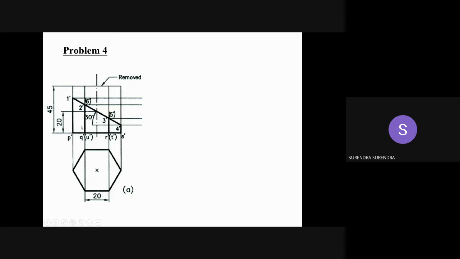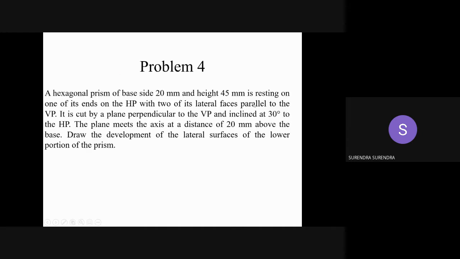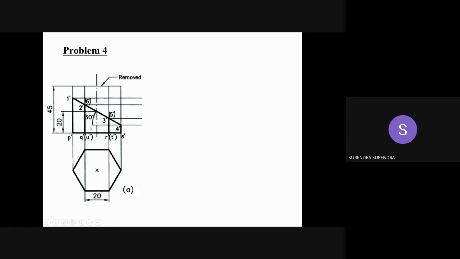And here it is given that the cutting plane meets the axis at a distance 20 mm above the base. So mark a point 20 mm above the base. From this point, draw a 30 degrees inclined line. This inclined line may be towards right forward or left hand side. We can show this representation to any direction, either left to right or right to left.